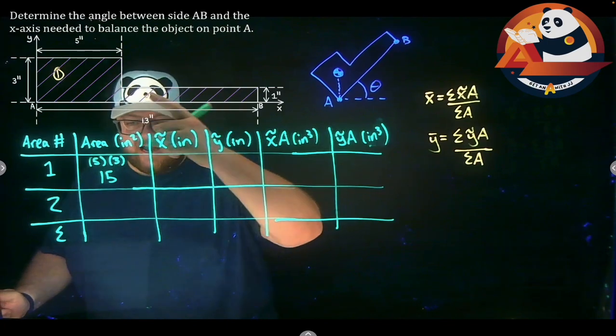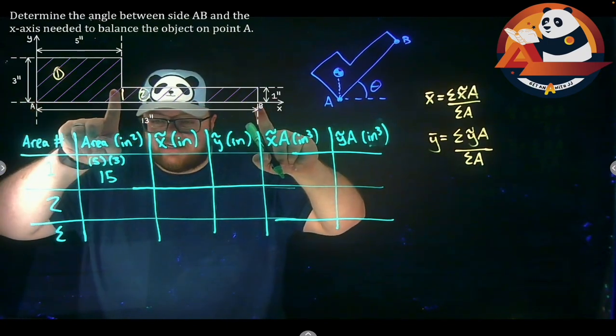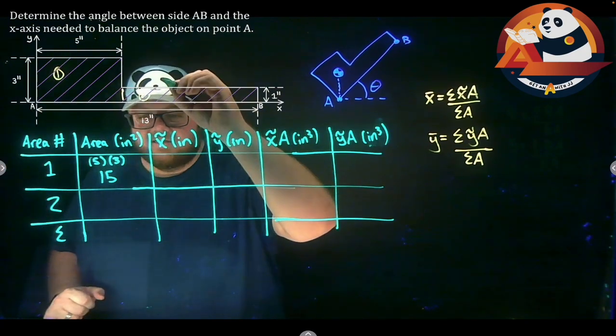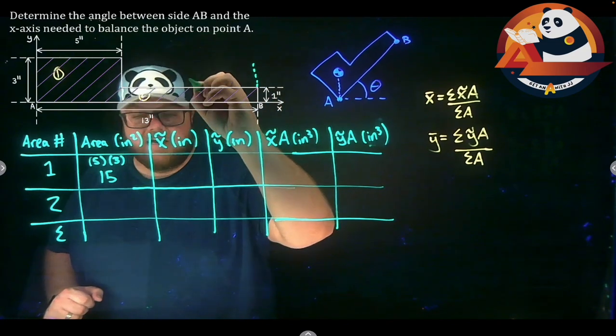Shape 2, we're told the entire base from A to B is 13. From A to where we step in is 5 inches. So 13 minus 5, this distance along the top, is going to be 8 inches.